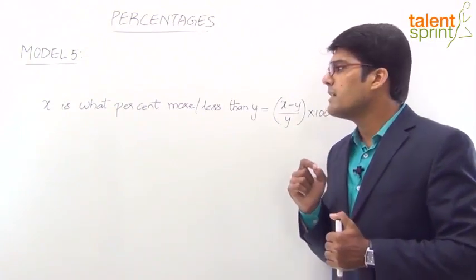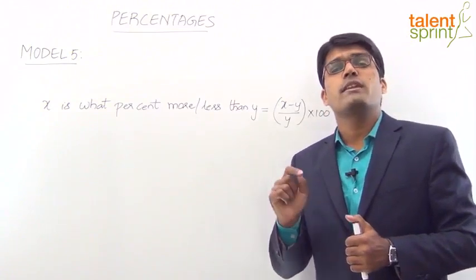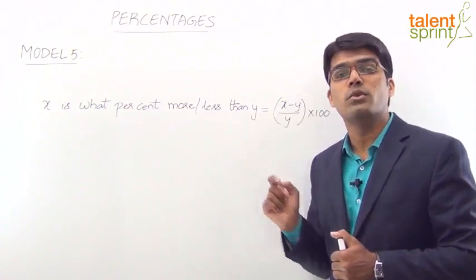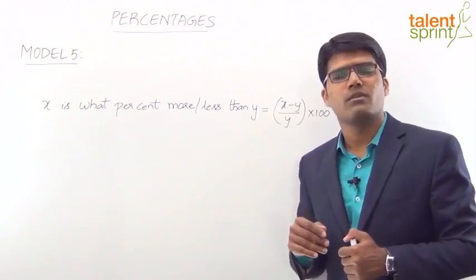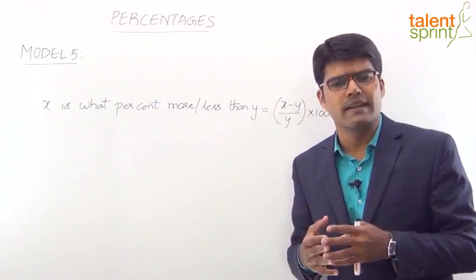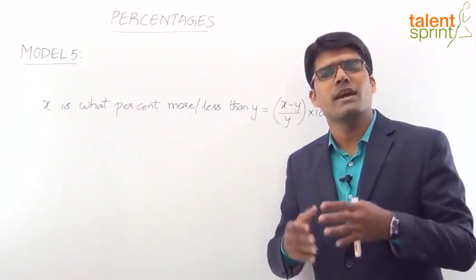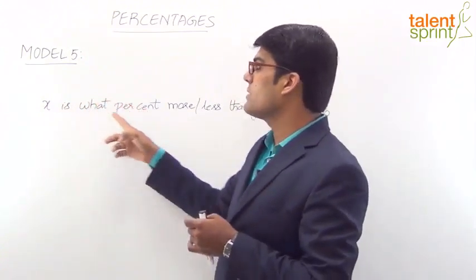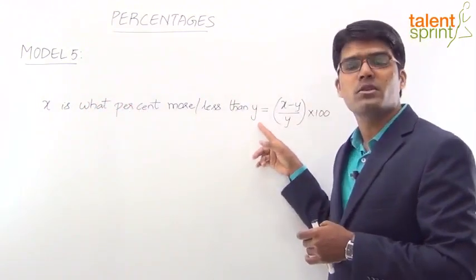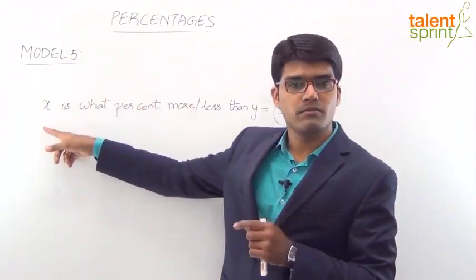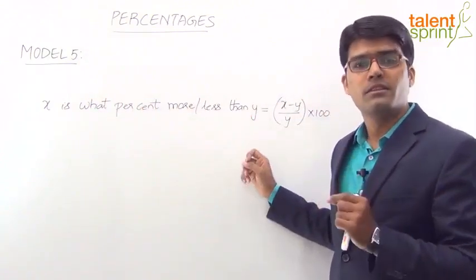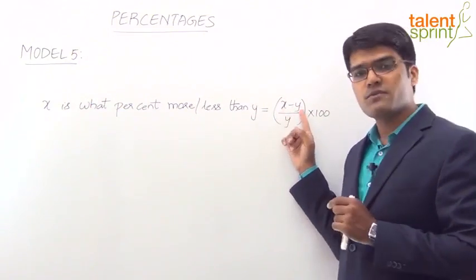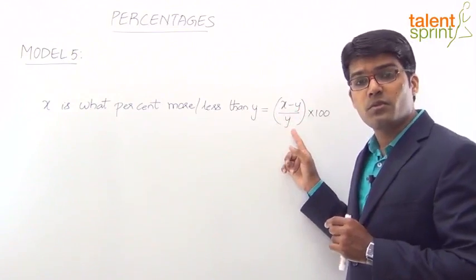To give you an example, let's say profit in 2015 is what percentage more or less than profit in 2014. Generally these types of questions are asked in data interpretation, and obviously the profits will be given to you either in the table or the graphs there. So profit in 2015 is what percent more or less than profit in 2014. So x is the profit of 15 and y is the profit of the year 14. What do we do? Profit in 2015 minus the profit of 2014 divided by profit of 2014 into 100.